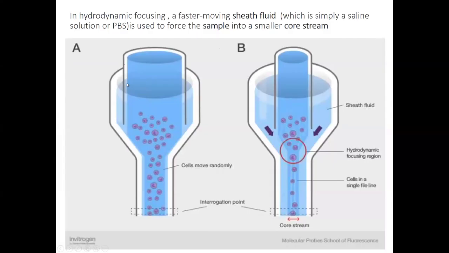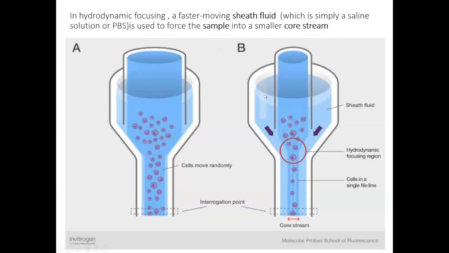Now assume two flow cells or flow chambers. This is one flow chamber, this is another, A and B. In A, you don't have much space for the sheath fluid. As you see, this is the sample core, the area where the sample is injected. You don't have much space for the sheath to run. When a flow chamber is like that, obviously hydrodynamic focusing will not be achieved.